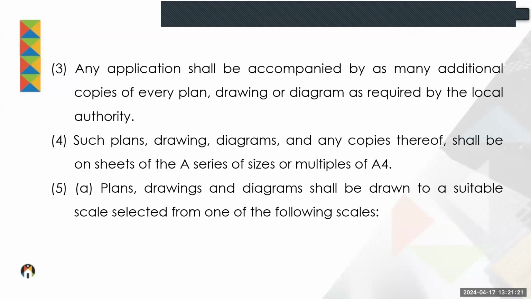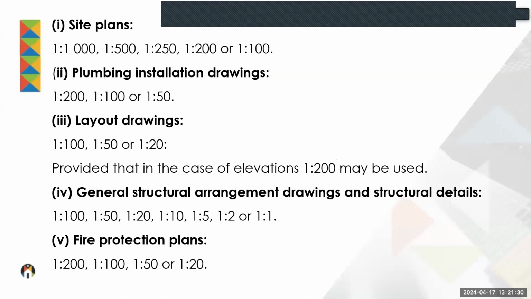The drawings must basically be the ISO A sizes, and the following scales need to be used. Site plans, depending on how big the site is, 1:1000, 1:500, 1:250. For dwellings, normally it's 1:500 or 1:150, depending on the size. You can actually go bigger to 1:200 or 1:100.